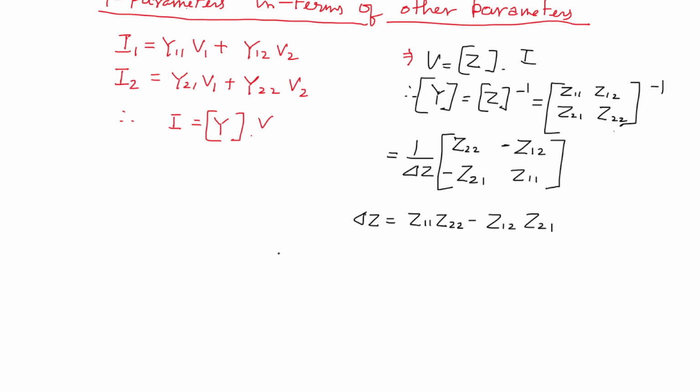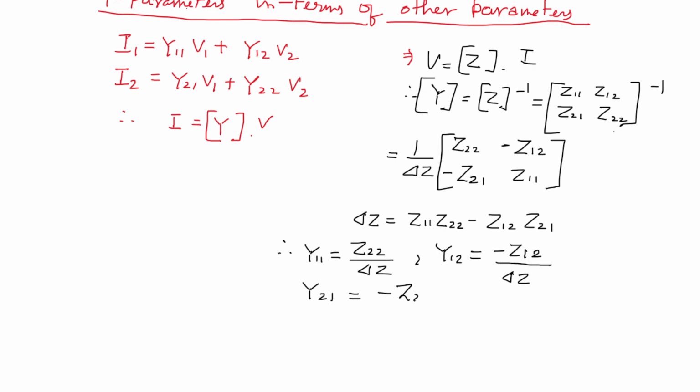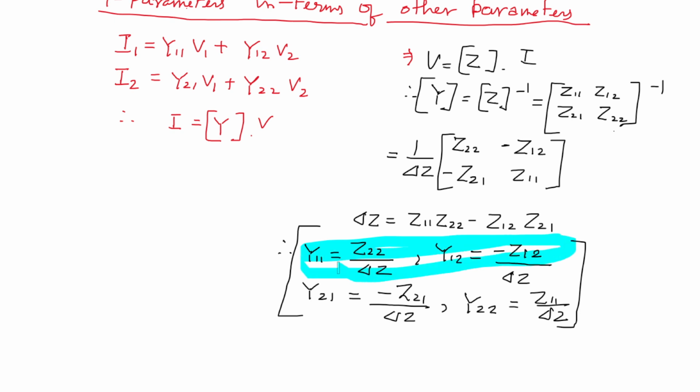So if we compare, Y11 is nothing but Z22 by delta Z. Y12 is nothing but minus Z12 divided by delta Z. Y21 is nothing but minus Z21 by delta Z, and finally Y22 is equal to Z11 by delta Z. So this is how Y parameters are represented in terms of Z parameters. It's just the inverse of this matrix, right?